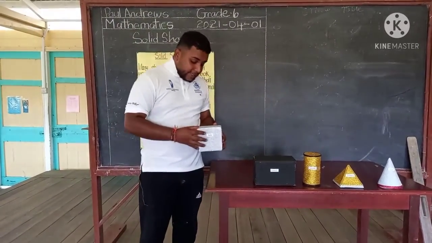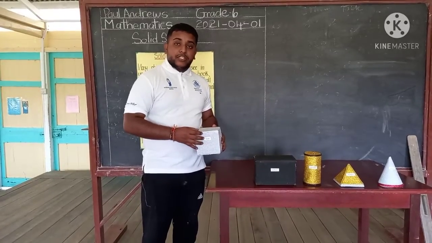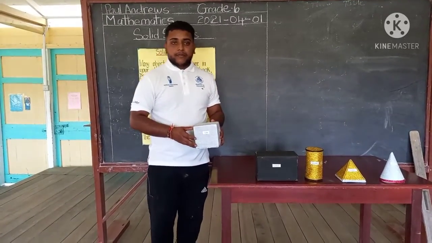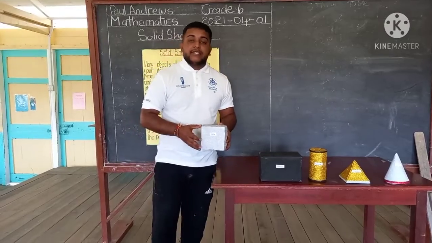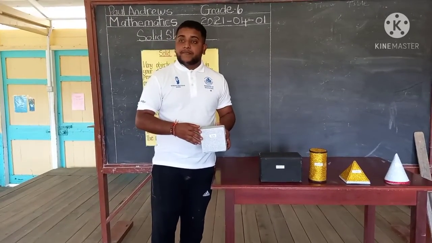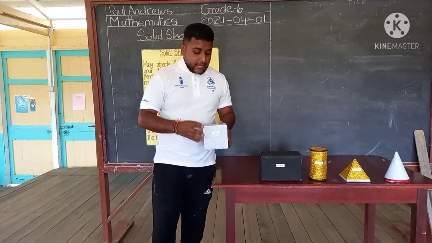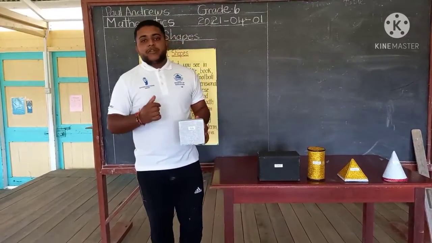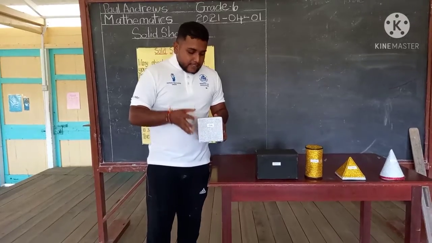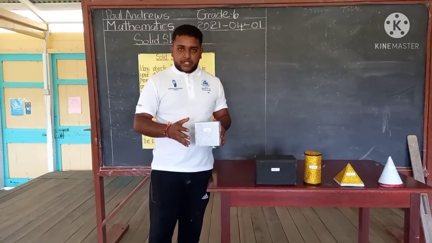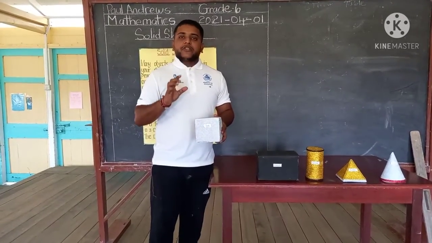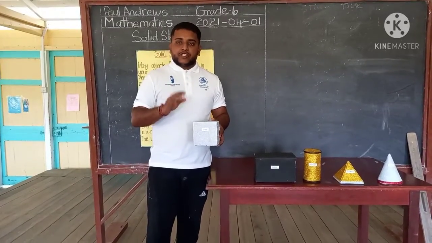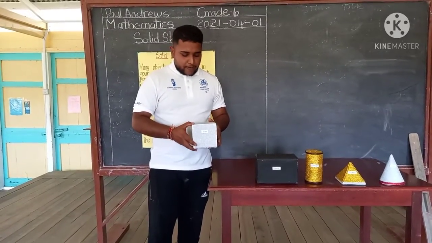I want you to identify this solid shape for me. Yes, Paul, it is a cube. Class, what is it? Yes, it's a cube. Now, in our definition, we would have said that a solid shape has 3 dimensions, right? So we're going to try and identify the 3 dimensions.